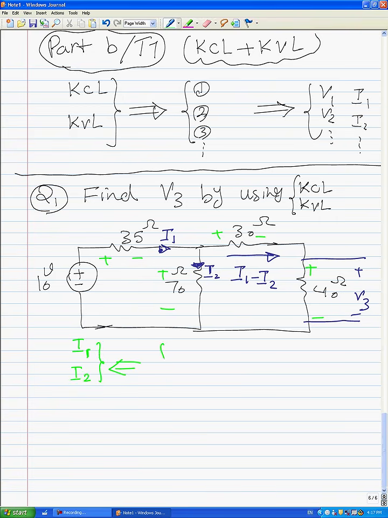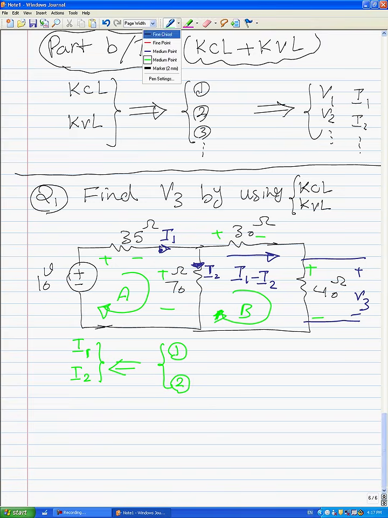If we can find two equations in terms of I1 and I2, immediately we can find I1 and I2. How we can find two equations is easy. We can define loop A here and loop B here. By defining two loops, we can determine two equations.